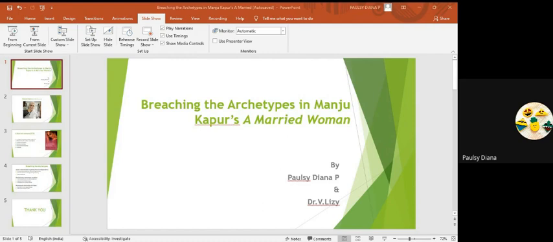This following study analyzes the novel A Married Woman, which was published in the year 2002. So, A Married Woman is Kapoor's second novel, which delineates the life of the protagonist, Asta.